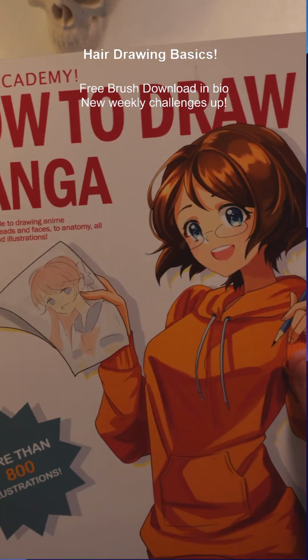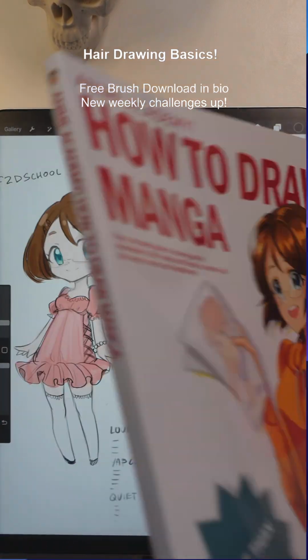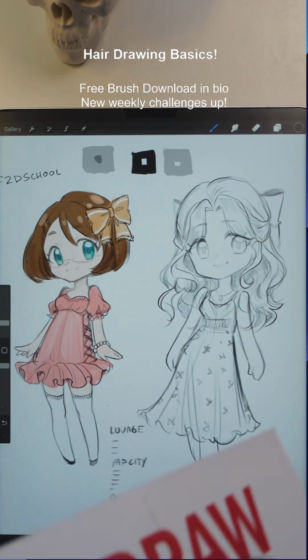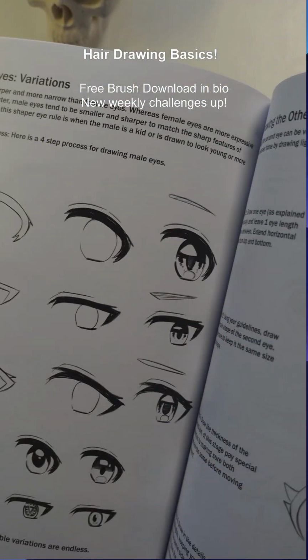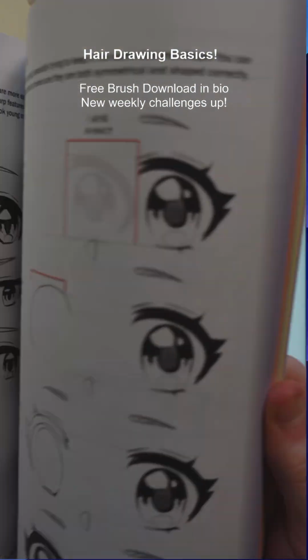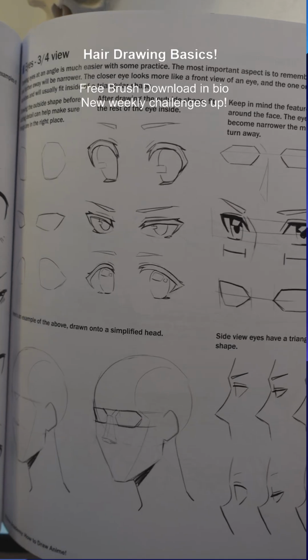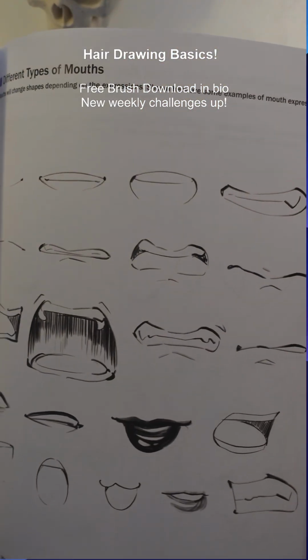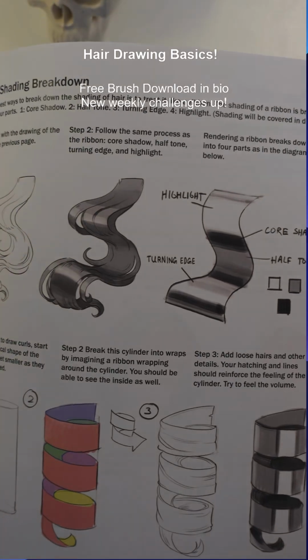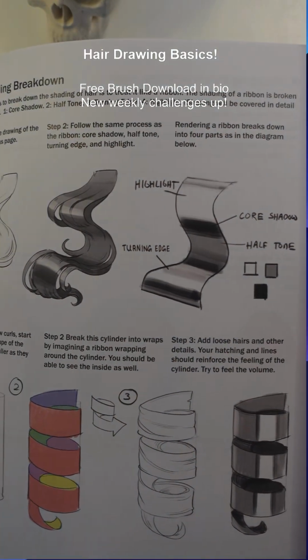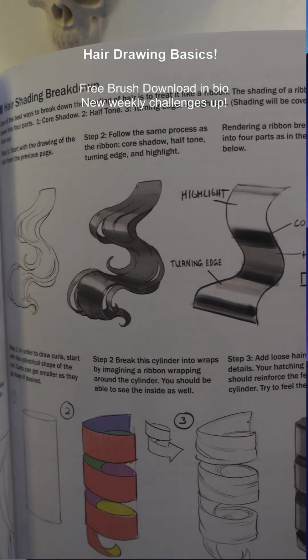This is book 1, and this is book 2. In book 1, it's like the basics, right? Eyes, how to draw the other eye, thinking about that. Breaking down things with shapes, drawing mouths, drawing heads step by step from different angles. Here's some rendering hair, drawing corkscrews. This is the stuff that I taught on stream.